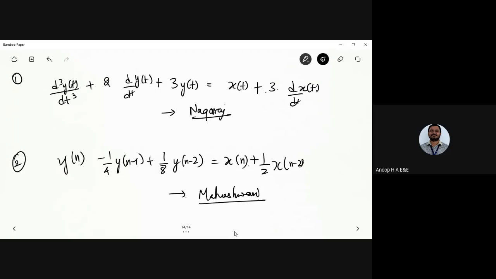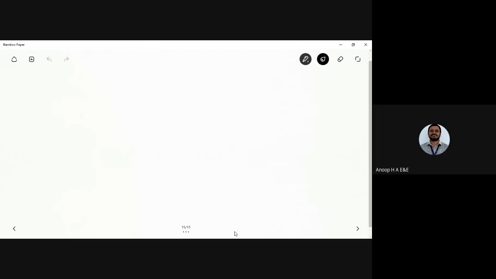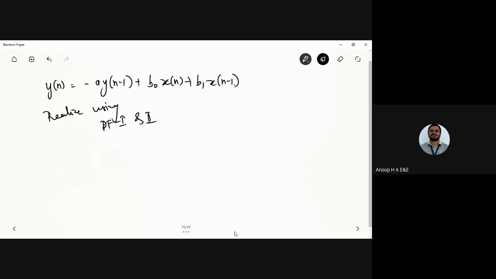I think I have a few more which I can give right now. So just a moment. Okay, so this is just the coefficients what I'm writing here. You have to realize this system, the given difference equation y of n minus a y of n minus 1 equals b naught x of n plus b1 x of n minus 1. You have to realize it using direct form 1 and direct form 2 realization, where subsystem 1 should have y1 of n equal to b naught x1 of n plus b1 x1 of n minus 1.